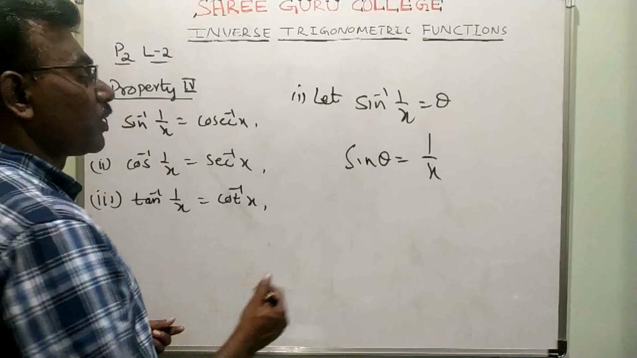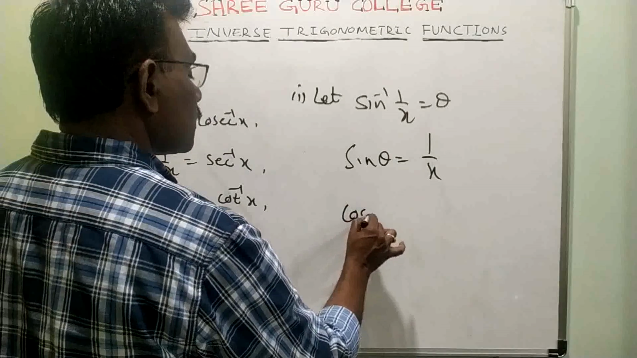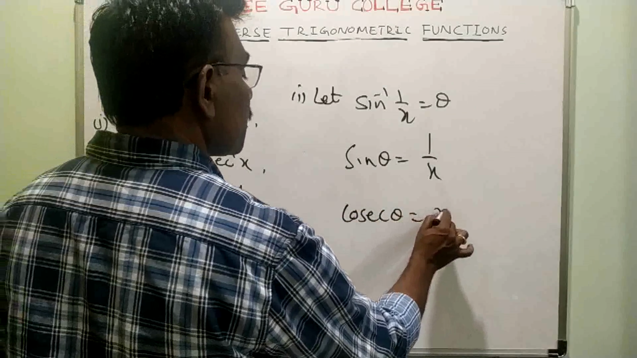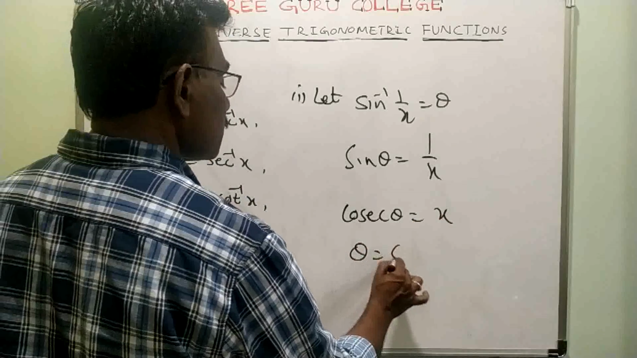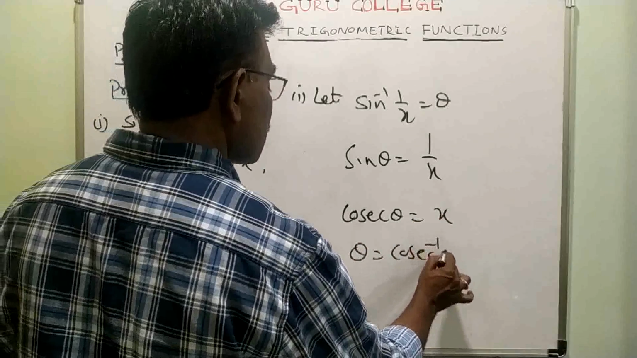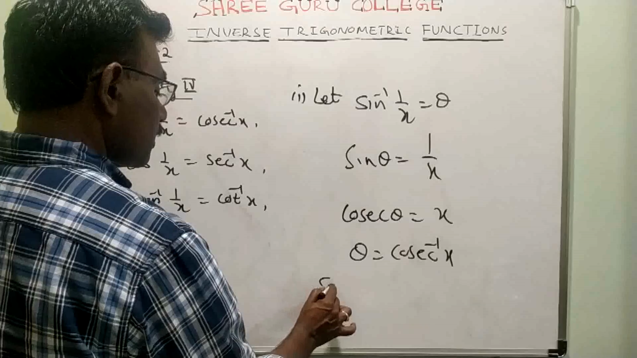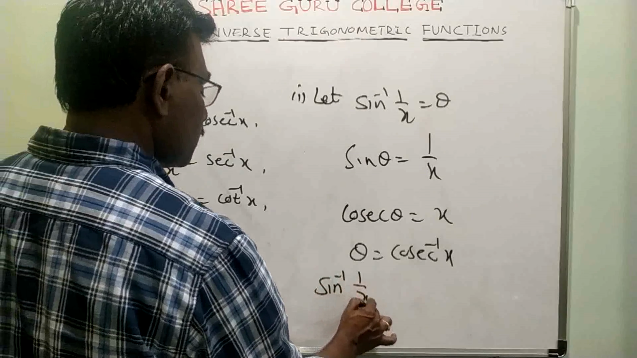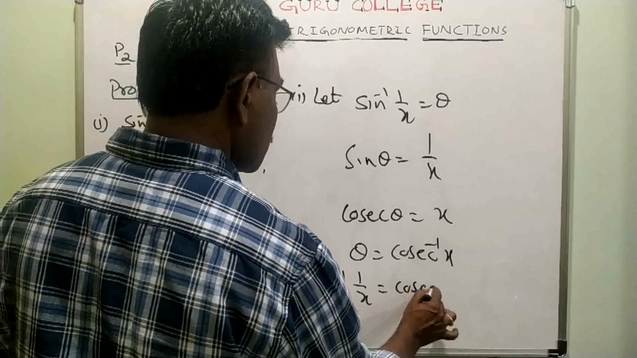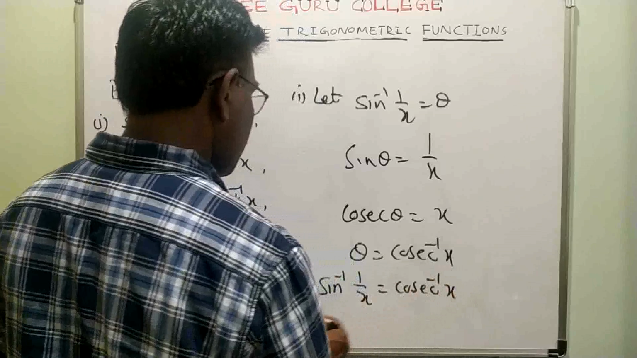Sin theta is 1 by x. Cosec theta is equal to x. So theta is cosec inverse of x. So what is the correct result? Sin inverse of 1 by x is cosec inverse of x.